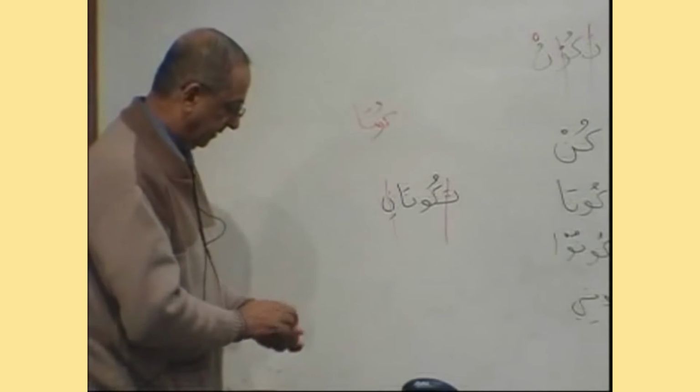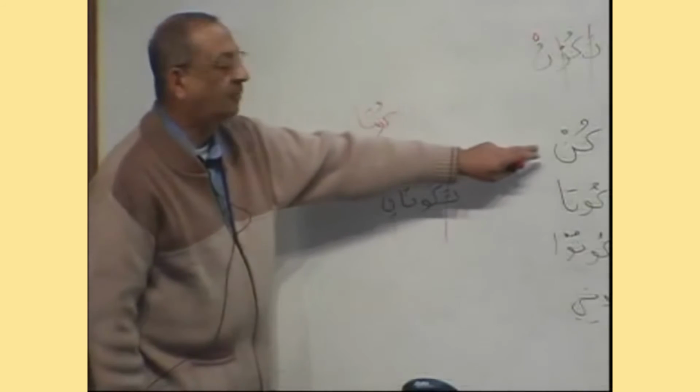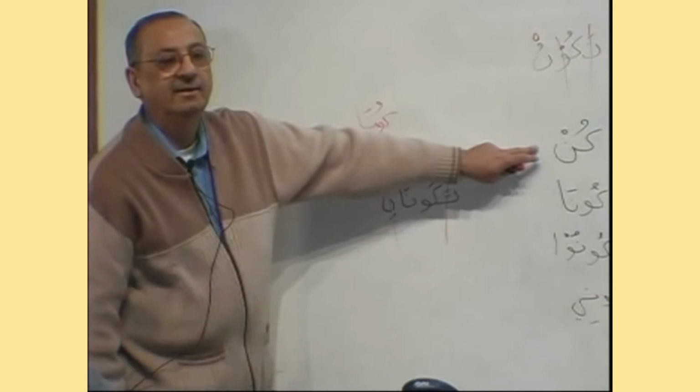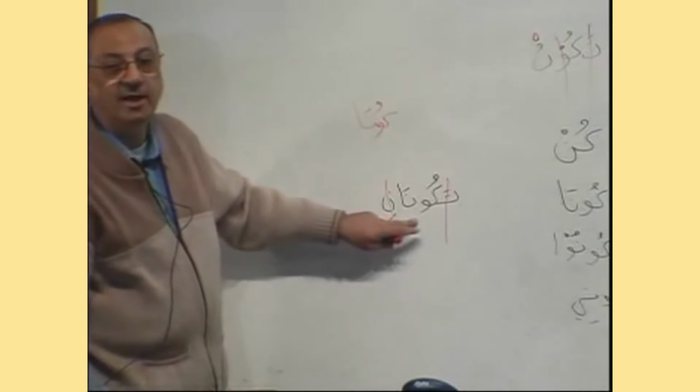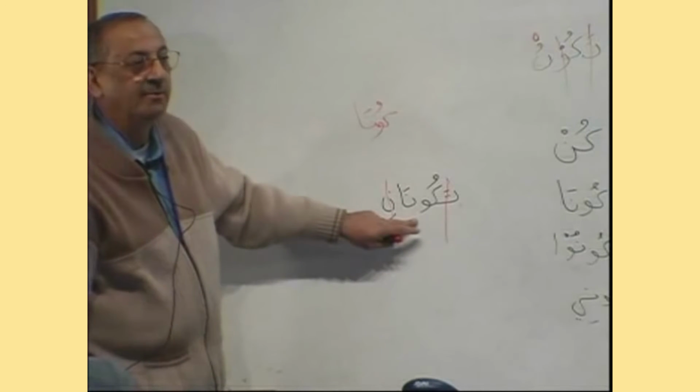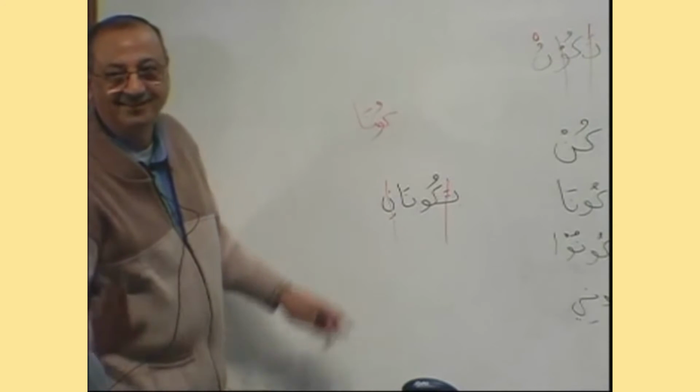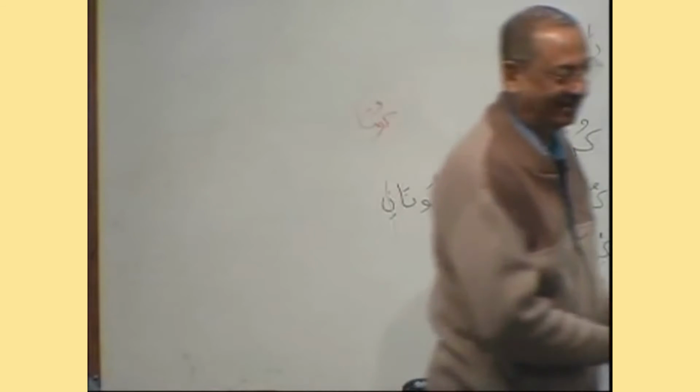Kunna. Kun, fi'lu amrin, mabniyyun ala sukun. Kunna, fi'lu amrin, mabniyyun ala hadhfin nun. Keep that in mind. You know it. You know it. Okay. So we can easily conjugate, brothers and sisters.